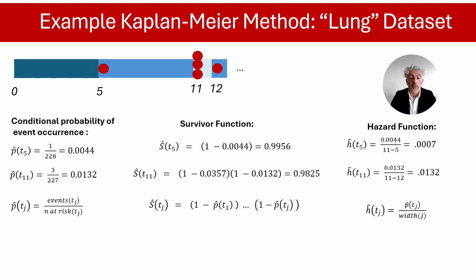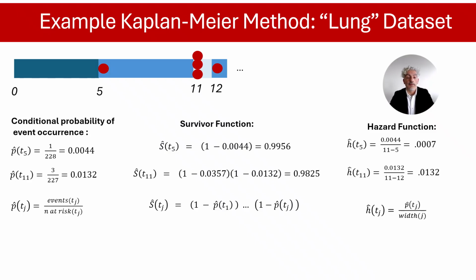Now, the conditional probability of event occurrence within the second interval between 5 and 11 days is 1, so we only have one individual that experienced the event, divided by the risk set, which was the full sample of 228 participants that were in the study, since there was not yet any censoring. The conditional probability of death between days 11 and 12 is 3, since 3 participants died on day 11, divided by the remaining risk set, that is 227, and so on.